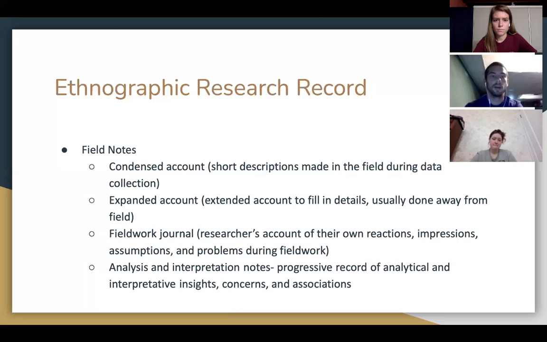Okay, so ways to record research would be field notes. This could be condensed, which would be like a short description made in the field during data collection. Expanded, this could be filling in details. This is usually done away from the field. Fieldwork journal, this is the researcher recording reactions that they may have, impressions, assumptions, and problems during fieldwork. And then we also have analysis and interpretation. This is a progressive record of analytical and interpretive insights, concerns, and associations.